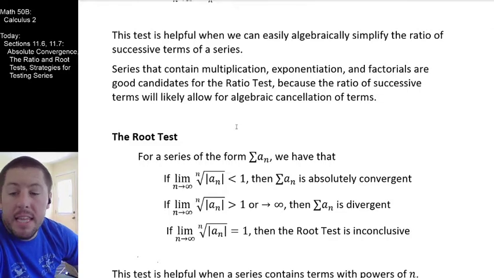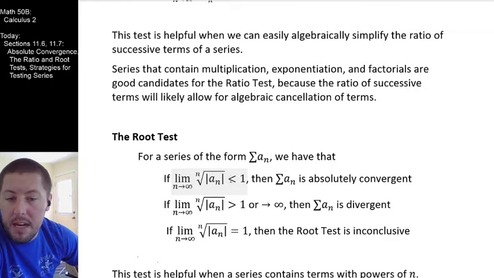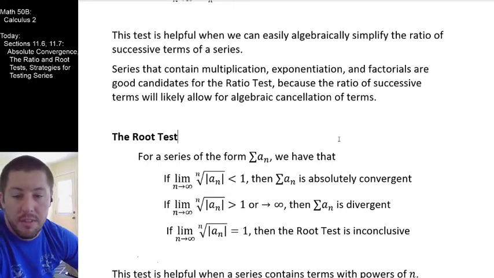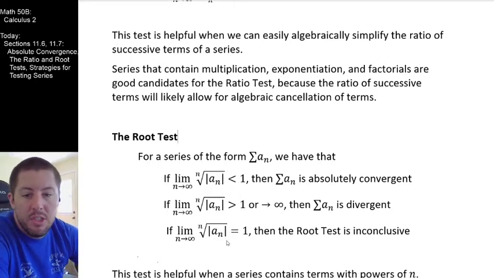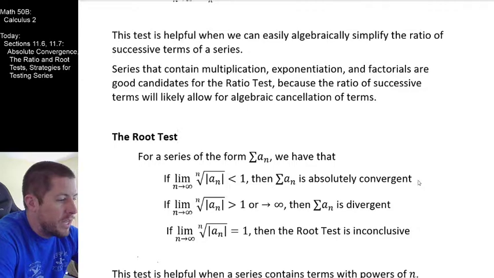Here, we are going to take the nth root and let n go off to infinity of the absolute value of the general term in the series. And once again, if we end up with a result that's less than 1, we get absolute convergence; greater than 1 or infinity, divergence; equal to 1, inconclusive. So the structure of this test is identical. It's just the expression that we're taking the limit of that is a little bit different than what we had in the ratio test.